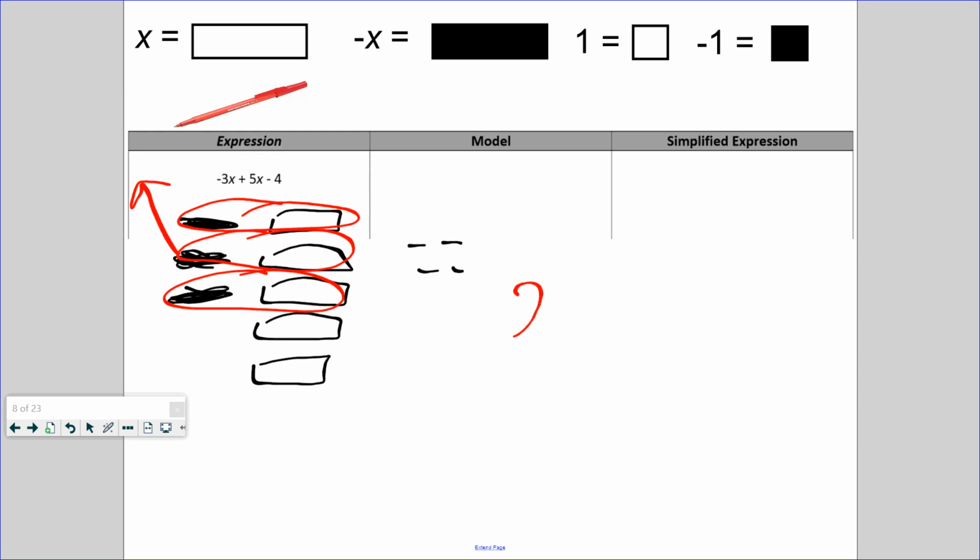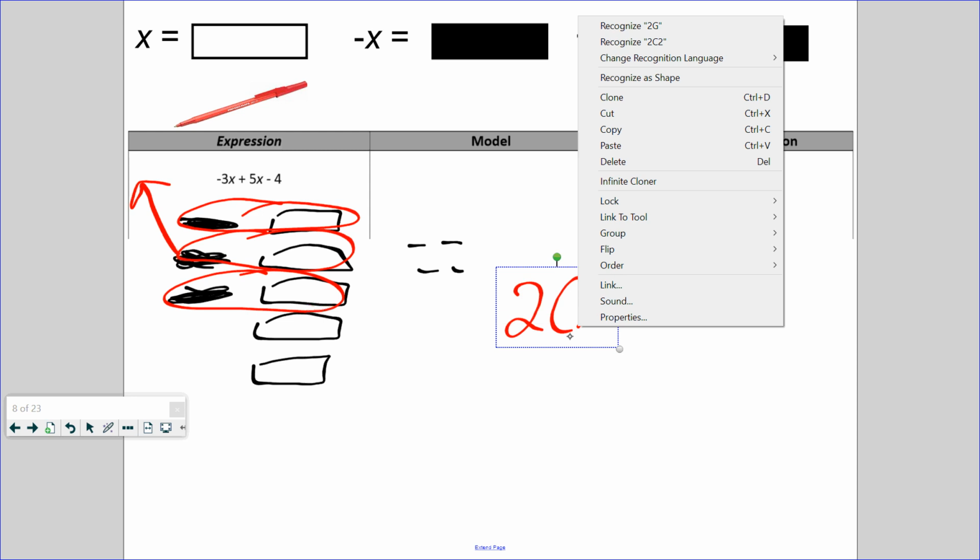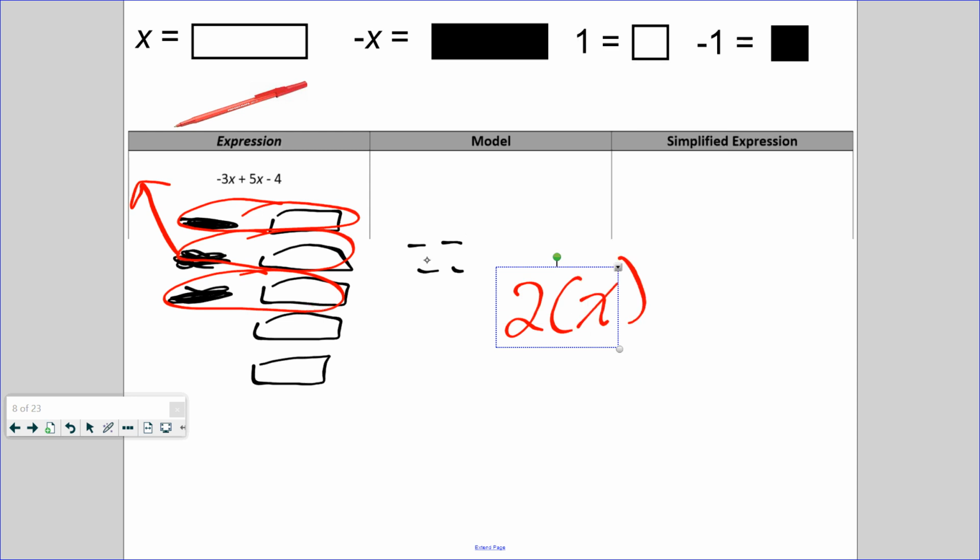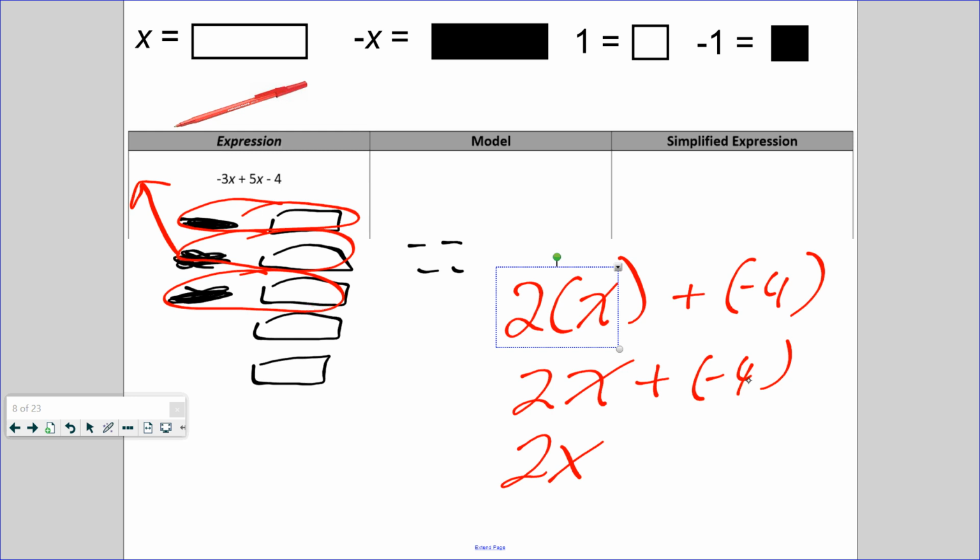We have 2 groups of x's, and then we see plus negative 4. Do you know a simpler way of writing this? What about 2 x's plus negative 4? Do you know an even simpler way, using less writing? 2 x's minus 4. If you have negative 4 money, that means you owe money. Is it the same thing as saying minus 4? So all of these are equivalent. 2 groups of x's plus negative 4. 2x plus negative 4, or 2x minus 4.